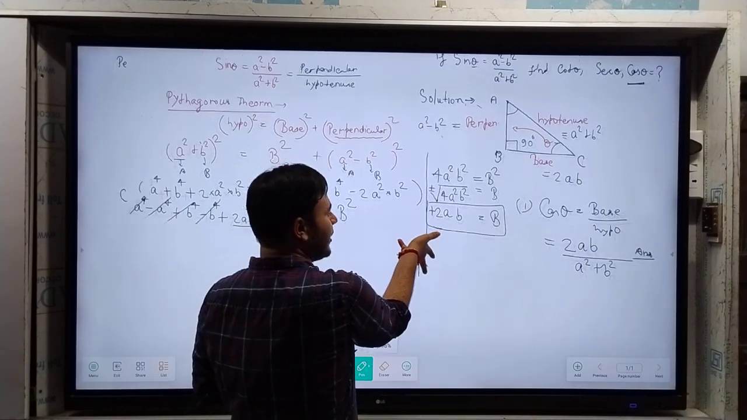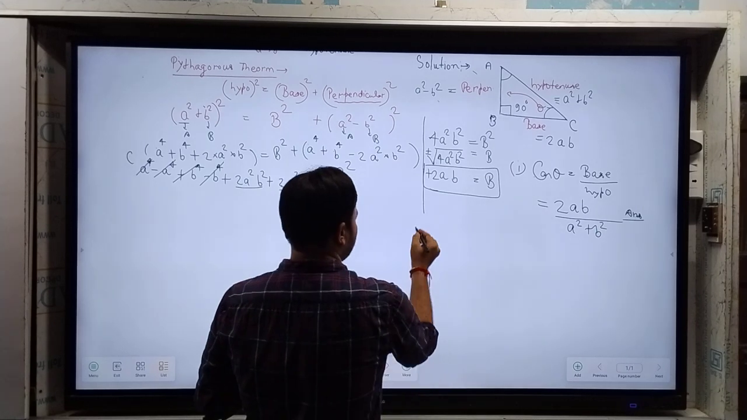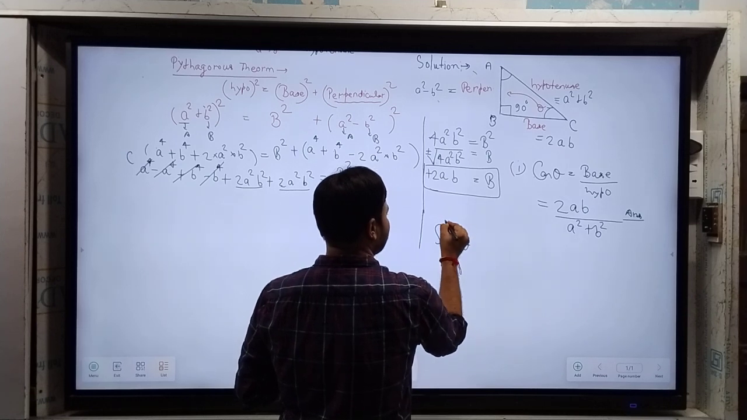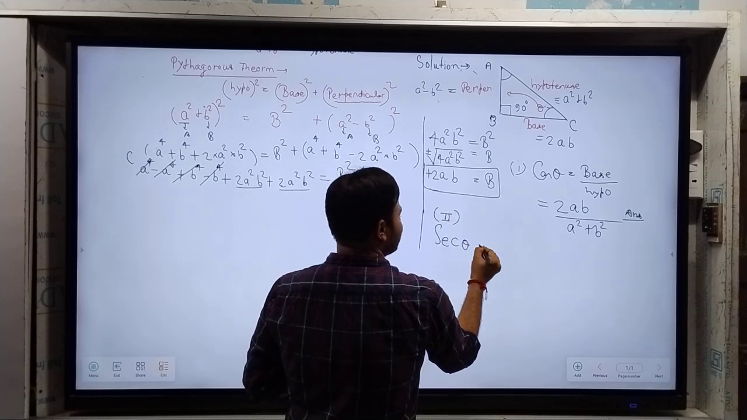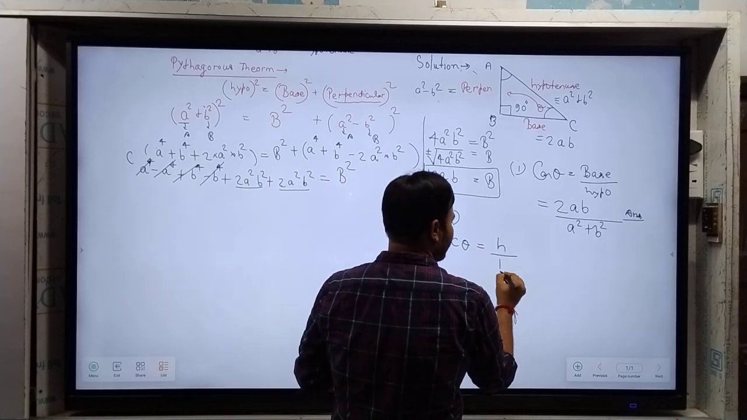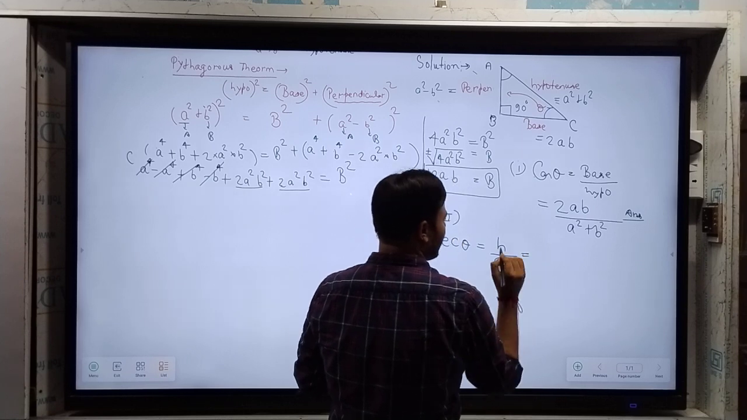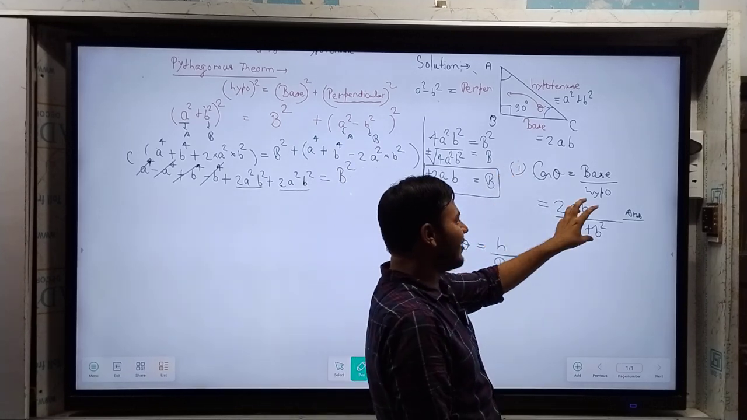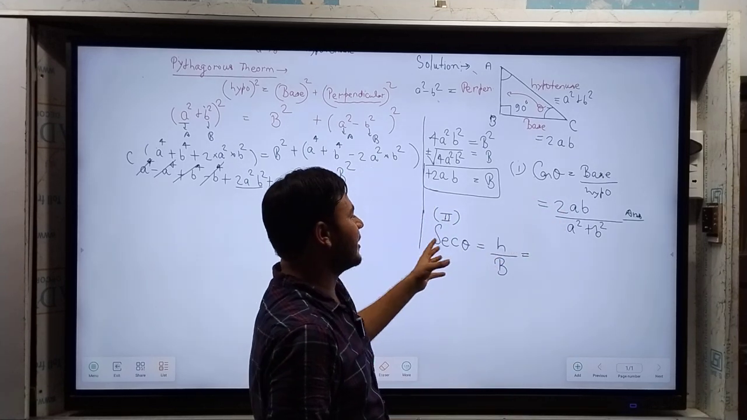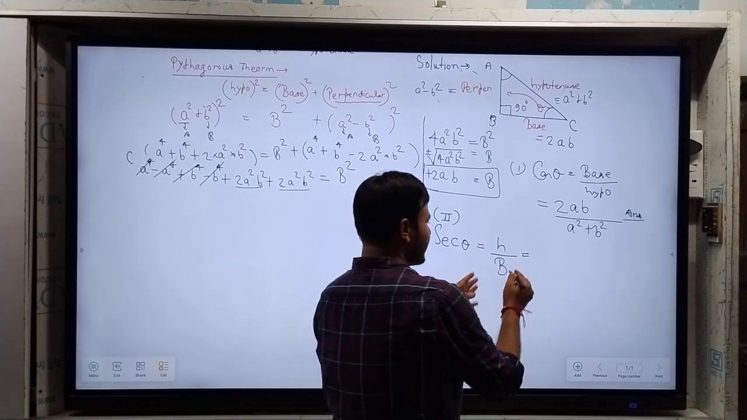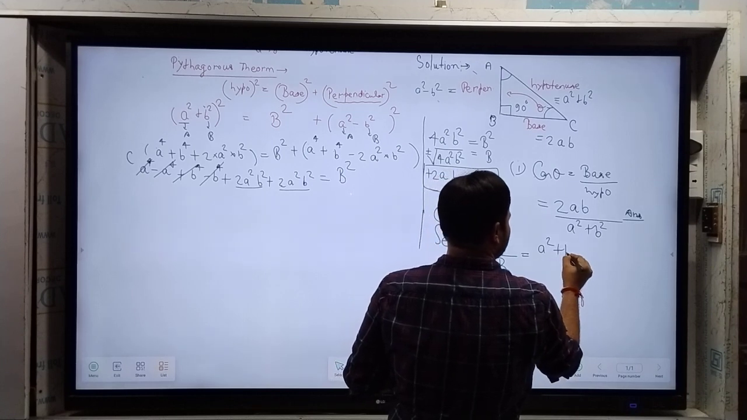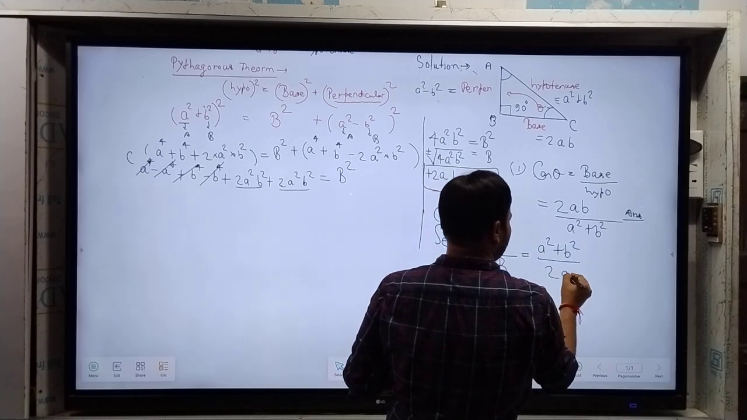Now, if we calculate sec theta, this will be just the opposite of cos theta. What is the formula? Hypotenuse upon base. You can see the answer of cos theta, we reverse this. If you cannot do this, then you can use the formula hypotenuse upon base. Hypotenuse will be a square plus b square upon 2ab.